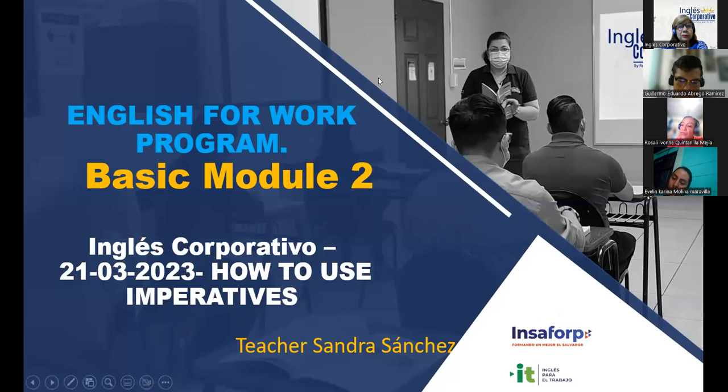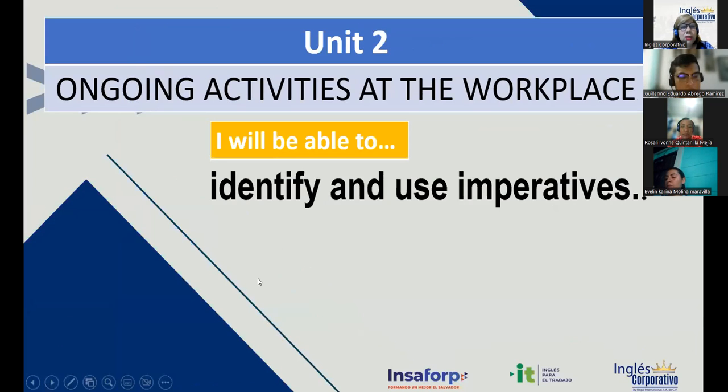Okay, guys, let's begin the class today. The topic is how to use imperatives. We are going to see what imperatives are and practice, of course. Unit number two is ongoing activities at workplace. The objective is to identify and use imperatives. We are going to learn what imperatives are and how to use them by practicing. Everything is by practice. If you don't practice, you forget the content, so it's necessary to practice.